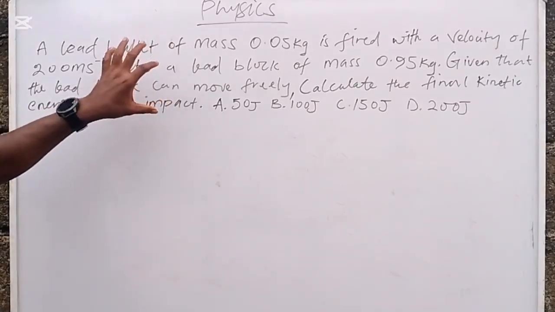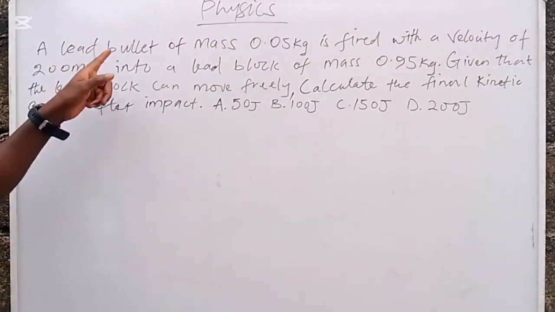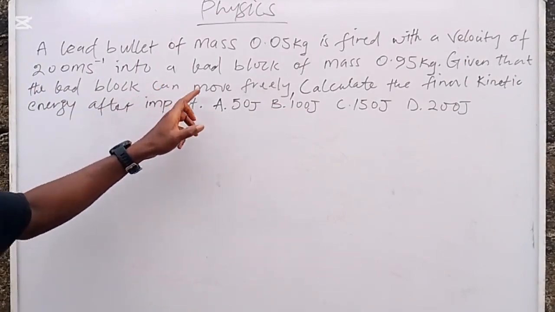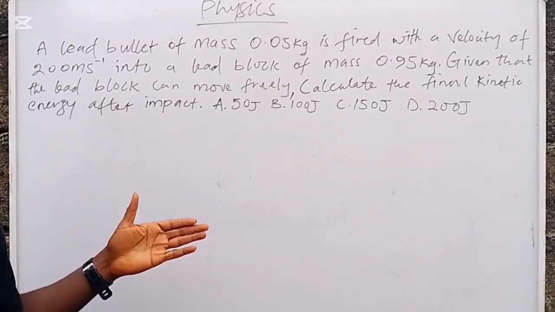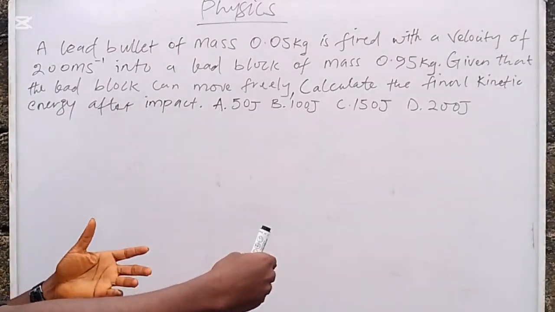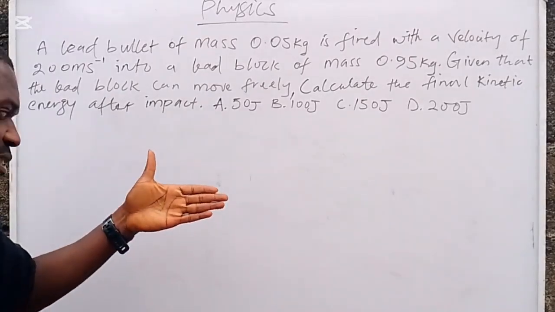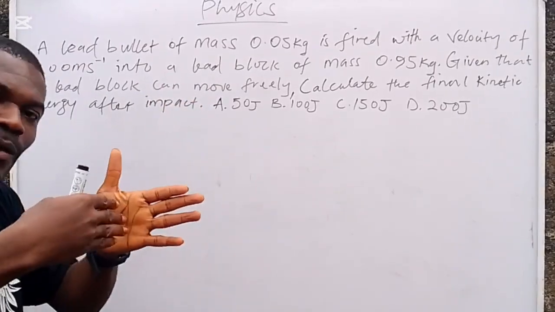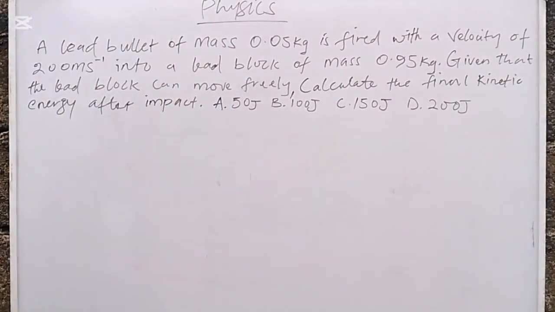Now, if you look at this problem, like I said earlier, it is a perfectly inelastic collision because they are telling us that the bullet was fired into a lead block that can move freely. It's a common experience that when a bullet is fired into something like a block, it sticks into the block. So since it sticks into the block, it doesn't bounce back. Since the block is also free to move, both of them will move in the same direction. So that means that this is an inelastic collision, right? So since it's an inelastic collision, how do we solve this, right?